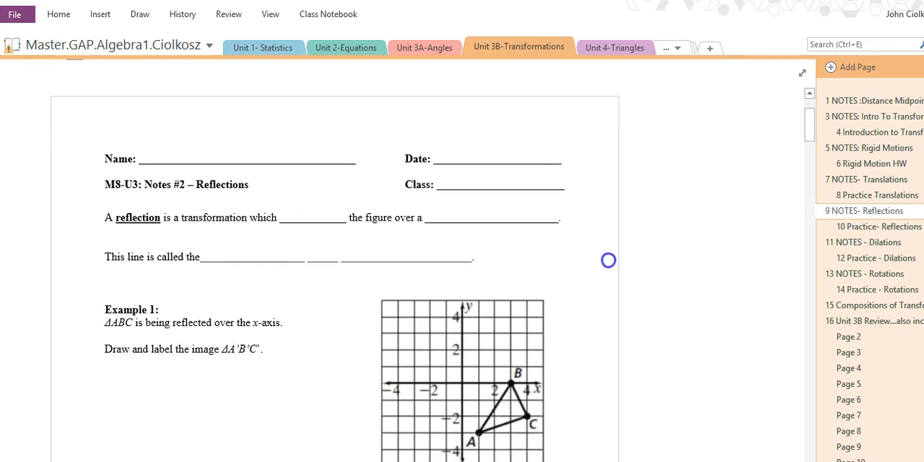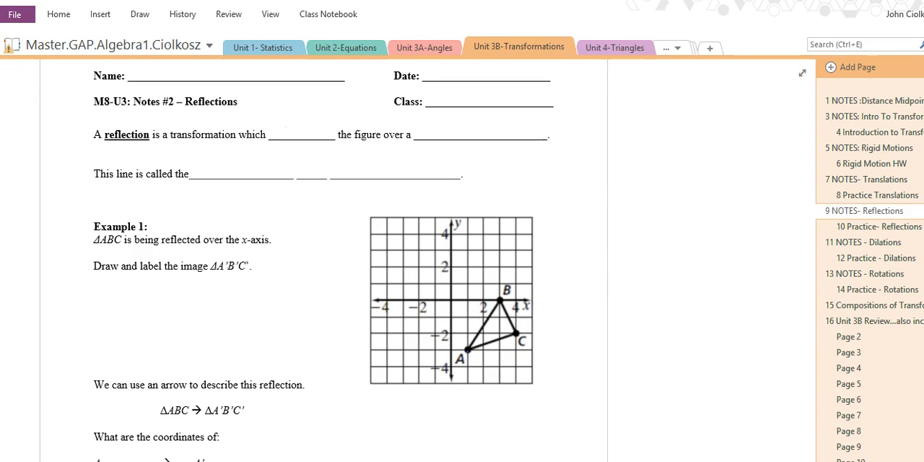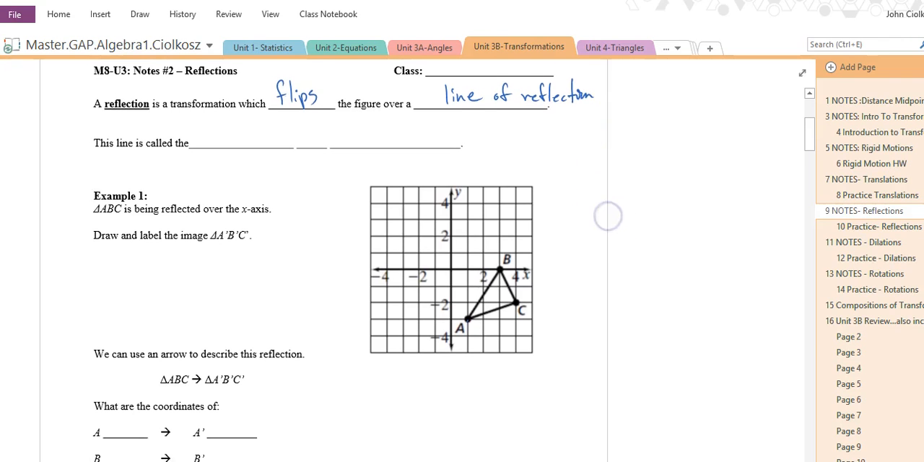Alright, so taking a look at notes 9 here. Now we're dealing with reflections. A reflection is a transformation. I want to think of this as kind of flipping the figure over a line of reflection. Really unique name. So, we're just going to think about that.